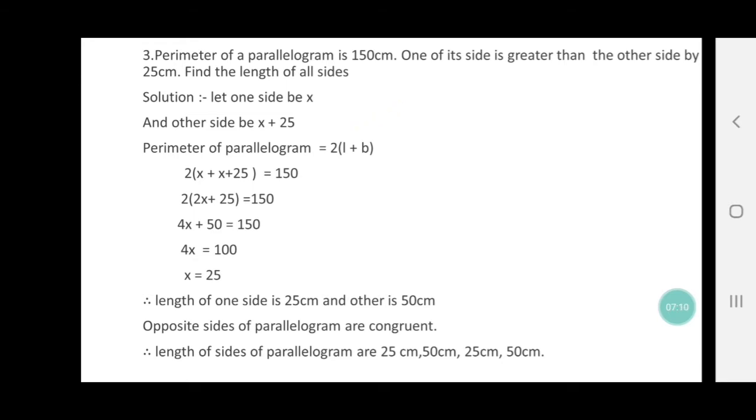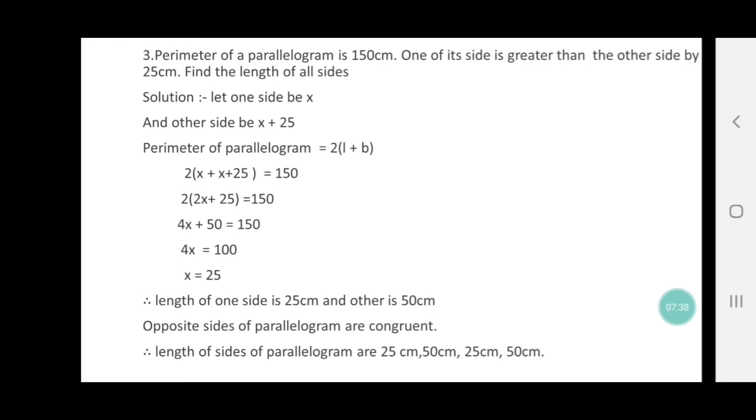Then perimeter is what? 2 times (L plus B). Substituting the values, length is x plus 25 and breadth is x. So it is 2 times (x plus 25 plus x) equal to 150. So it is 2 times (2x plus 25) equal to 150. 2 is multiplied with each term in the bracket, so it is 4x plus 50 equal to 150.